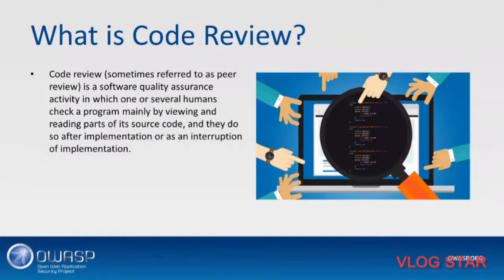So what exactly is code review? In a company, we have heard multiple times that developers did a code review, and after that they reduced the errors in the code, or they debugged something. So this is what code review is. In layman's terms, code review is sometimes also called a peer review, where one or several humans check a program mainly by viewing or reading parts of its source code, just to rectify it. And it helps to increase application performance. So that's why code review comes into the picture.